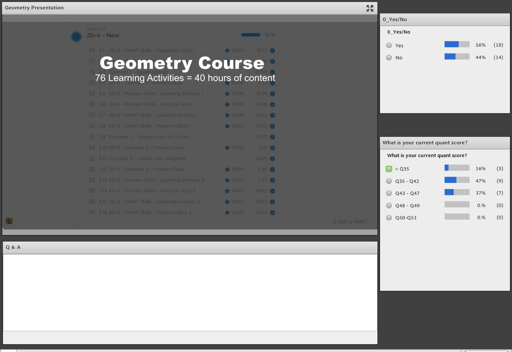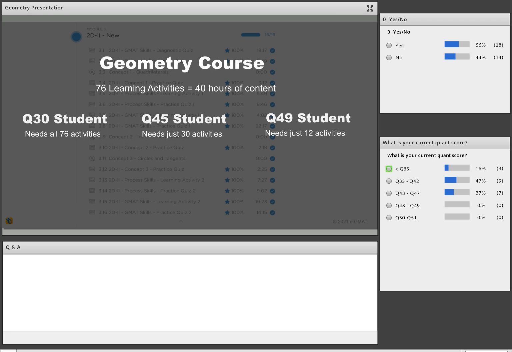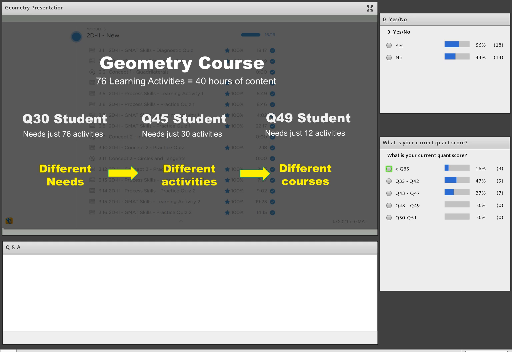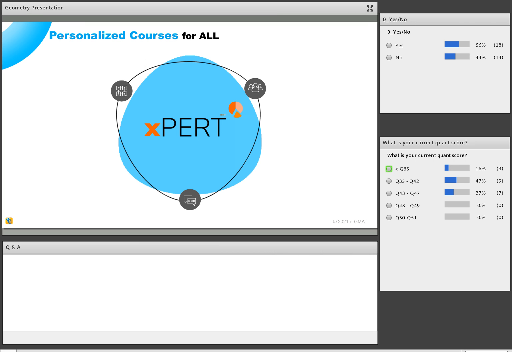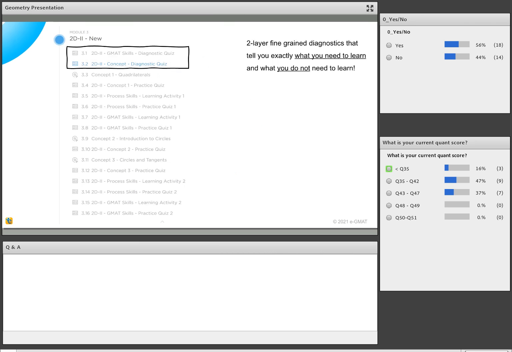Now, based on our experience, a Q30 student would need to go through all the 76 activities. A Q45 student would need to go through just 30 activities, and a Q49 student will need to go through just 12 activities. Okay, that's based on our experience. Now, how do you ensure that each one of these students will be serviced well with the Quant 2.0 course? That's the power of the diagnostics, which is at the heart of the expert AI.